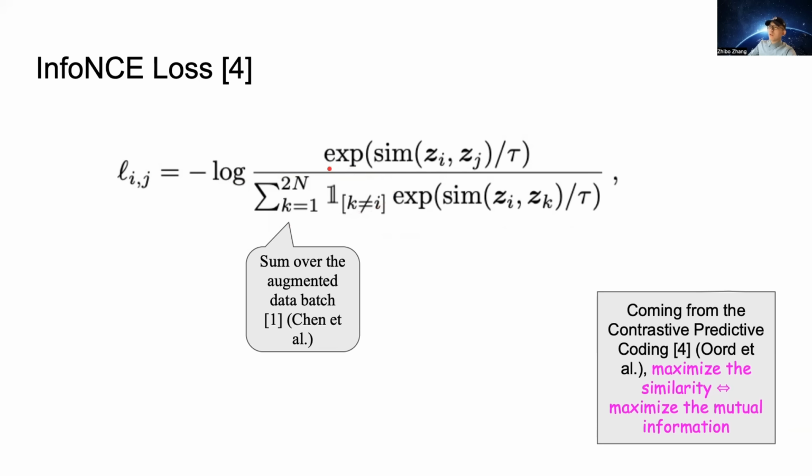Okay, so the meaning of this loss is that in the projected representation space, the similar examples are encouraged to be embedded close enough to each other, while dissimilar examples are encouraged to be embedded far apart from each other.